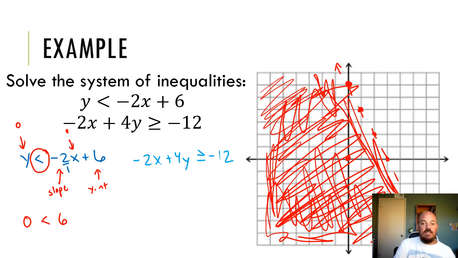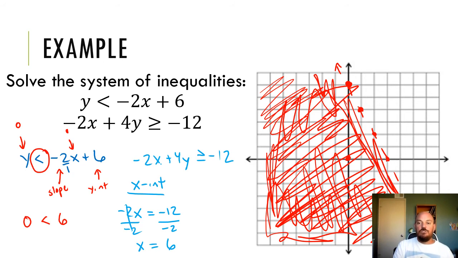Say I'm going to find the x-intercept by setting y equal to 0. And if y is 0, the 4y disappears. We get negative 2x. Remember, we're pretending it's an equal for this. Don't worry about the inequality yet. So negative 2x equals negative 12. Divide both sides by negative 2. And x ends up equaling positive 6. So my x-intercept, 1, 2, 3, 4, 5, 6 to the right would be right here.